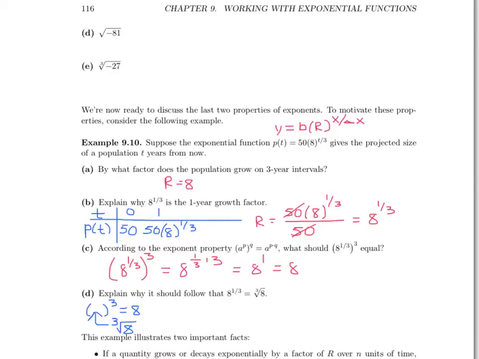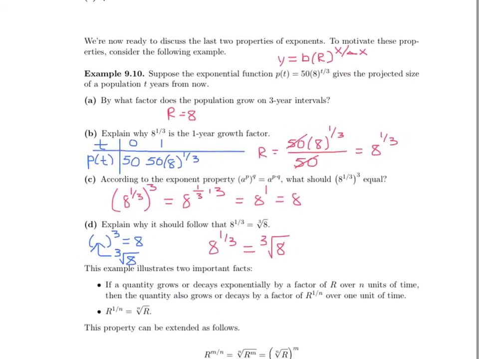Well, there's only one quantity which, if you cubed it, would give you 8, and it's the cube root of 8. So if 8 to the 1/3 cubed is also giving you 8, then that must mean 8 to the 1/3 is exactly the same thing as the cube root of 8. So 8 to the 1/3 power must mean the cube root of 8. So up here, when we saw this 8 to the 1/3 power and we wondered what it means, this is what it means.